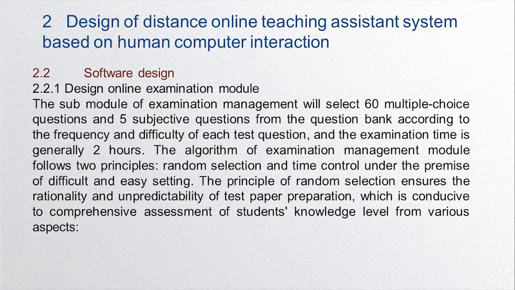The sub-module of examination management will select 16 multiple-choice questions and 5 subjective questions from the question bank according to the frequency and difficulty of each test question, as the examination time is generally 2 hours. The algorithm of the examination management module follows 2 principles: random selection and time control on the premise of difficulty and easy setting. The principle of random selection ensures the rationality and unpredictability of test paper preparation, which is conducive to comprehensive assessment of students' knowledge level from various aspects.